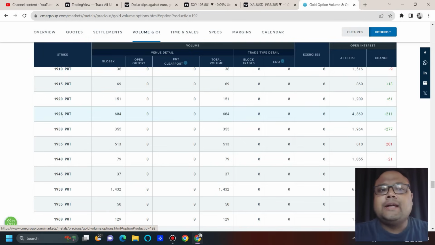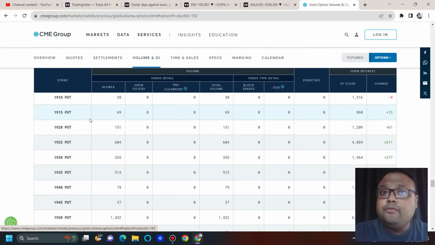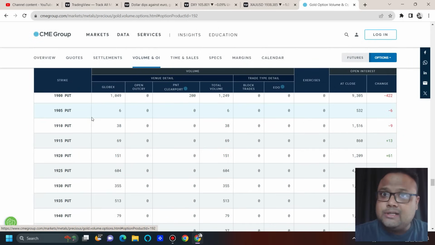So if market breaks the 1925, 1920 level, then yes, further downside will come, but 1900 is a psychological support. So before going for a free fall, market will have to cross the 1900 level. So it will be a step-by-step process. It will be a step-by-step thing, then only we will get the picture.